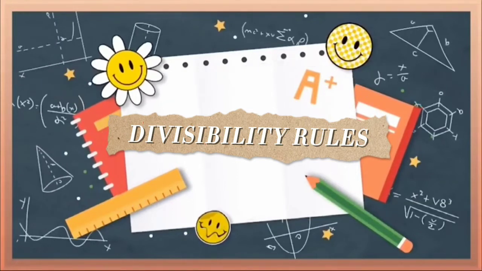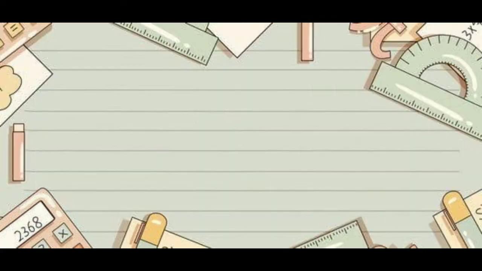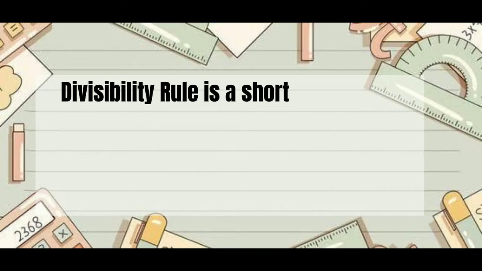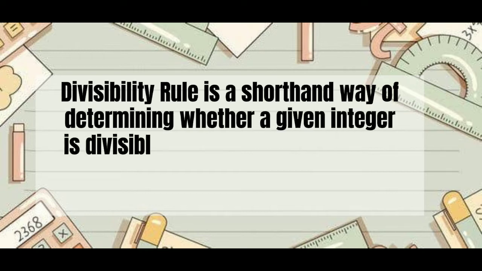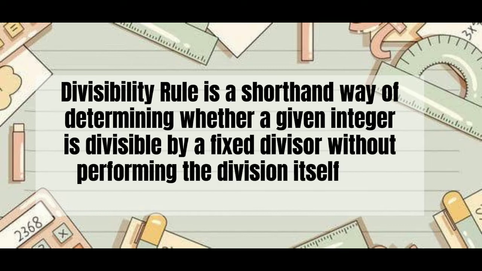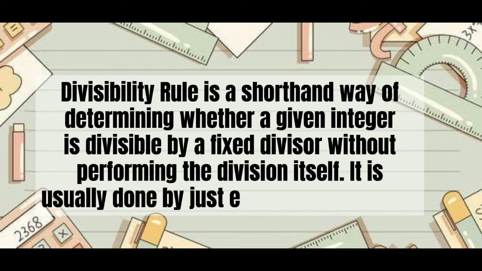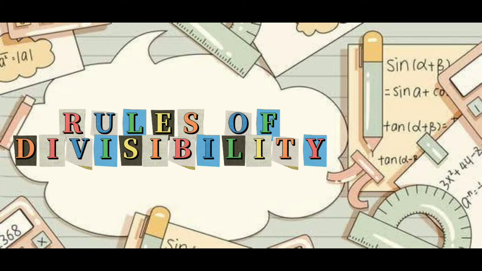Divisibility rules. What is a divisibility rule? A divisibility rule is a shorthand way of determining whether a given integer is divisible by a fixed divisor without performing the division itself. It is usually done by just examining its digits. Rules of divisibility.